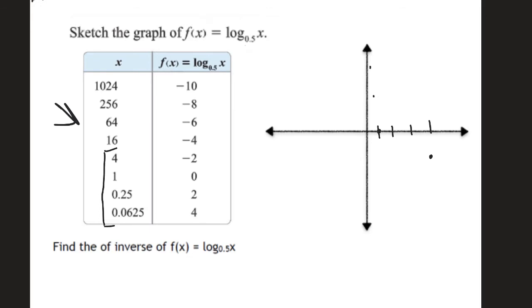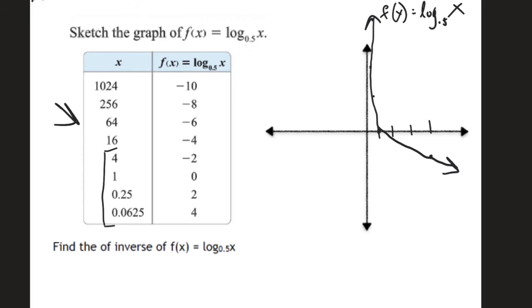Notice that when you graph this, it has a vertical asymptote, and, oh gosh, I'm so bad at this by hand. Let's try that again. Oh, there we go. Okay, that's what we've got. That's our original. This is log base half of x.